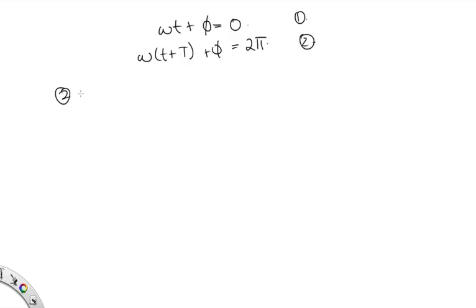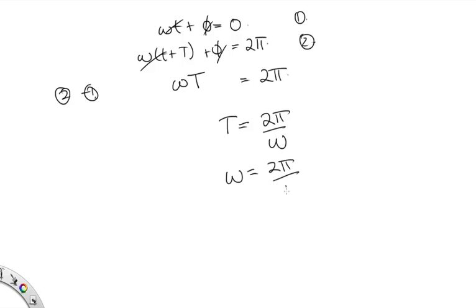Let's go 2 minus 1. The omega t's cancel out, and we end up with omega capital T. The phi's cancel each other out, and we end up with 2 pi. So we can see that T is equal to 2 pi over omega. So that's our relationship between the period and omega, or omega is equal to 2 pi over T.